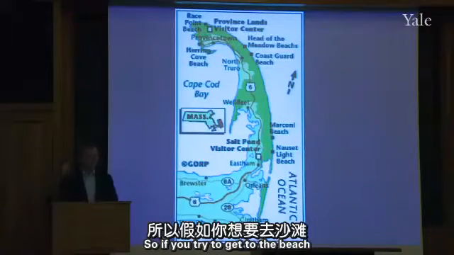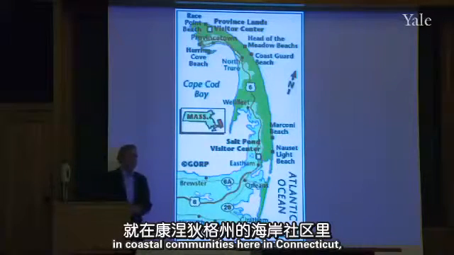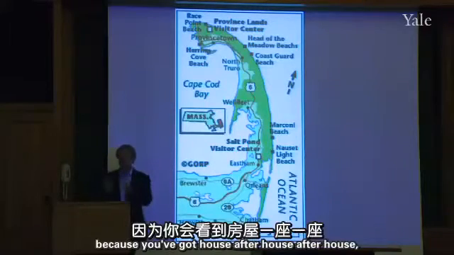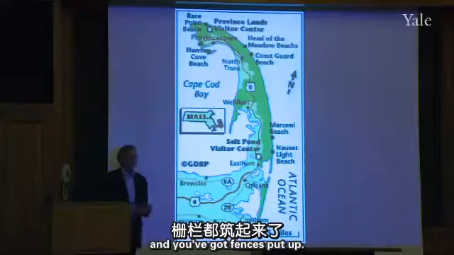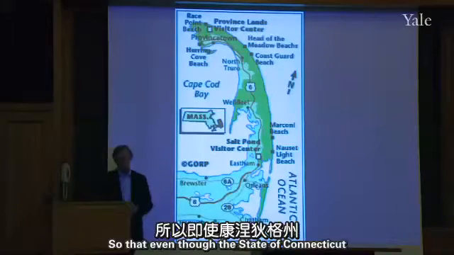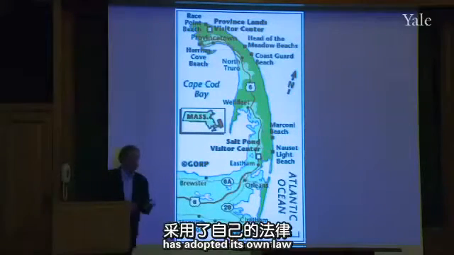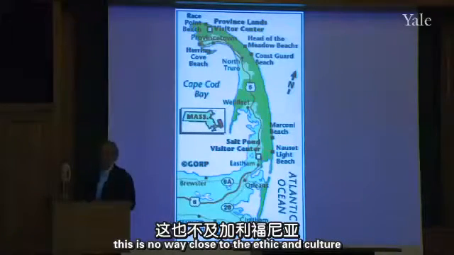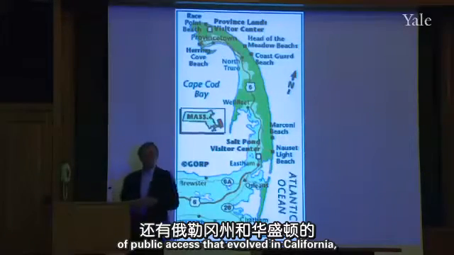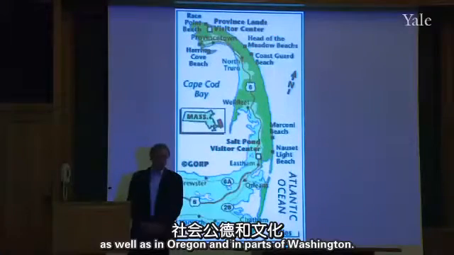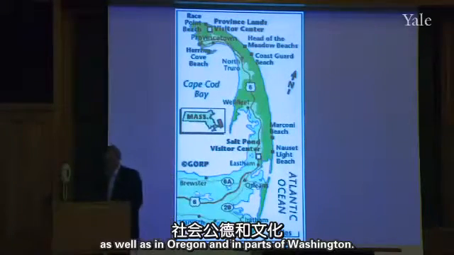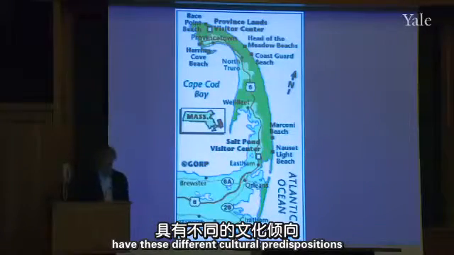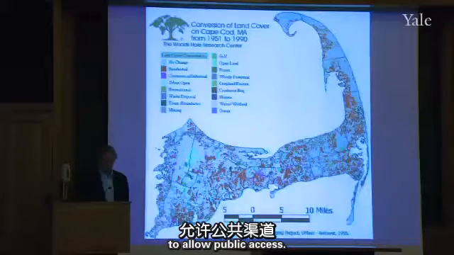If you try to get to the beach in coastal communities here in Connecticut, you often have a hard time getting there because you've got house after house after house, and you've got fences put up. So even though the state of Connecticut has adopted its own law that demands public access, this is no way close to the ethic and culture of public access that evolved in California, as well as in Oregon and parts of Washington. Different parts of the country have these different cultural predispositions to allow public access.